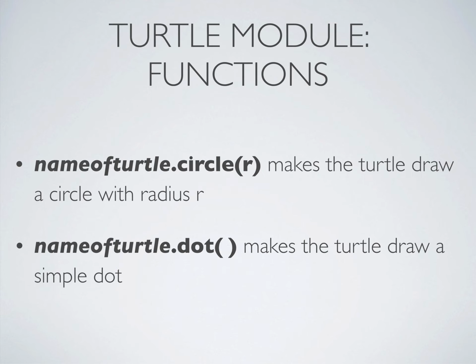Alright, couple more really cool functions you have with turtle. You can do name of your turtle dot circle, and then inside of the parentheses you give it one argument. This argument that you give it is going to be the radius of the circle. So this will make the turtle draw a circle with that radius. You can also have your turtle draw a dot. So this is just like a little teeny tiny dot. That could be useful if, I don't know, you want to make a connect the dots game or something like that. I don't know, you can get creative with it, but there's a lot of really cool turtle stuff you can do.